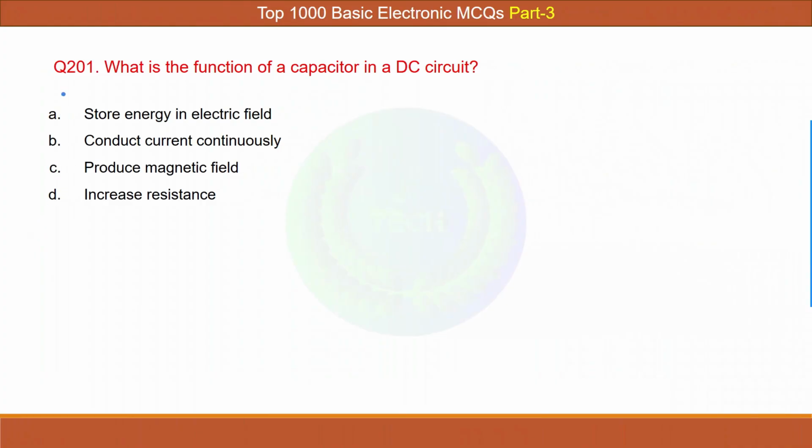Question number 201. What is the function of a capacitor in a DC circuit? Option A, store energy in electric field. Option B, conduct current continuously. Option C, produce magnetic field. Option D, increase resistance. The answer is option A, store energy in electric field.